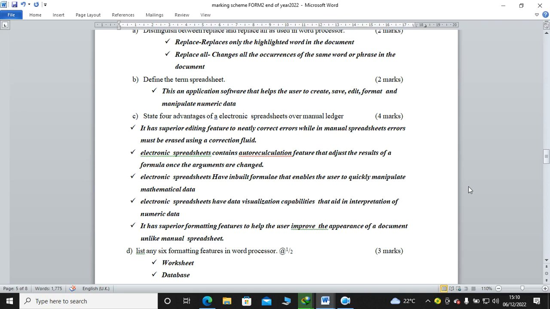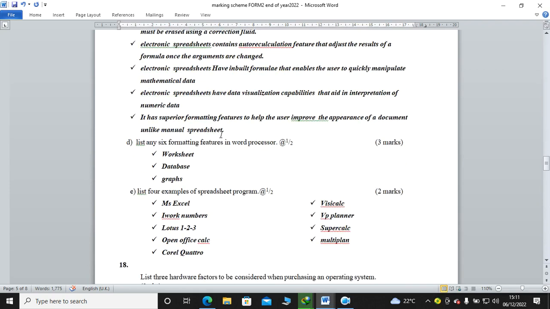Electronic spreadsheets contain an auto calculation feature and adjust the results of the formula once arguments are changed. Electronic spreadsheets have inbuilt formulas that enable the user to quickly manipulate mathematical data. They have data visualization capabilities that aid the interpretation of numeric data. They have superior formatting features to help the user improve the appearance of a document, unlike manual spreadsheets. So those are the answers expected.